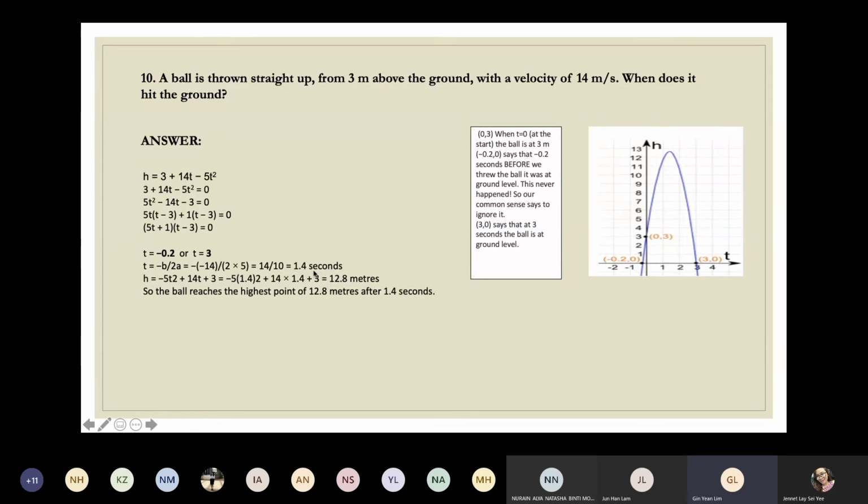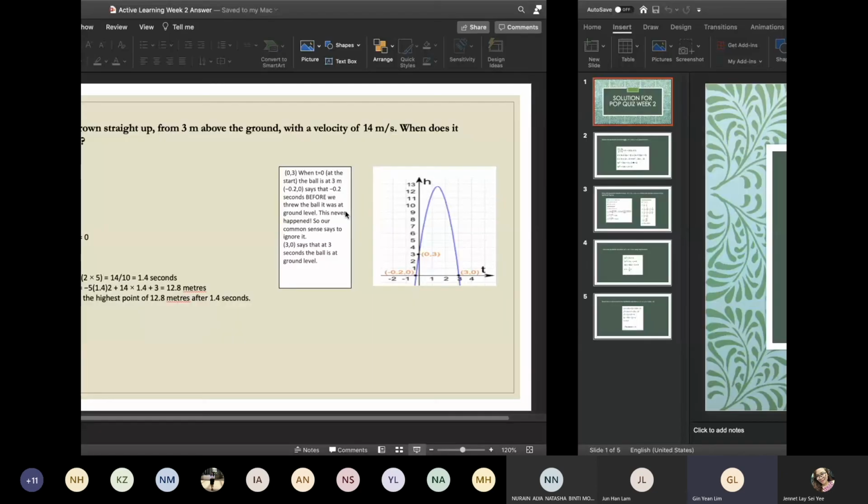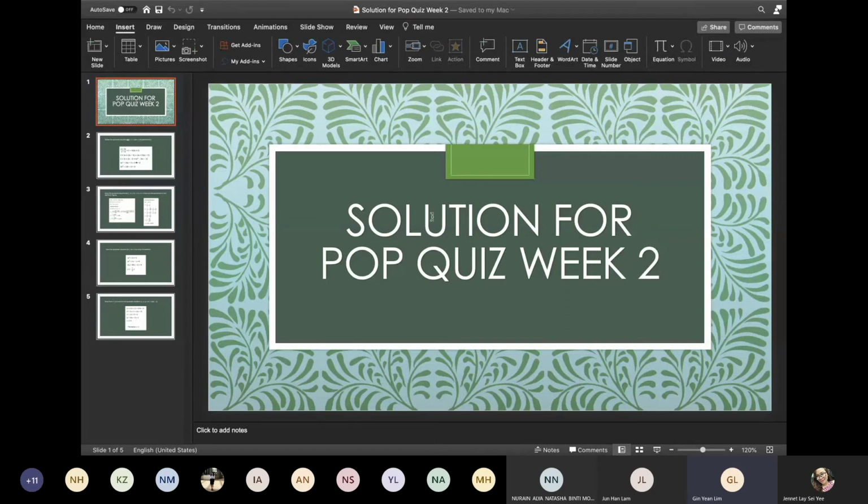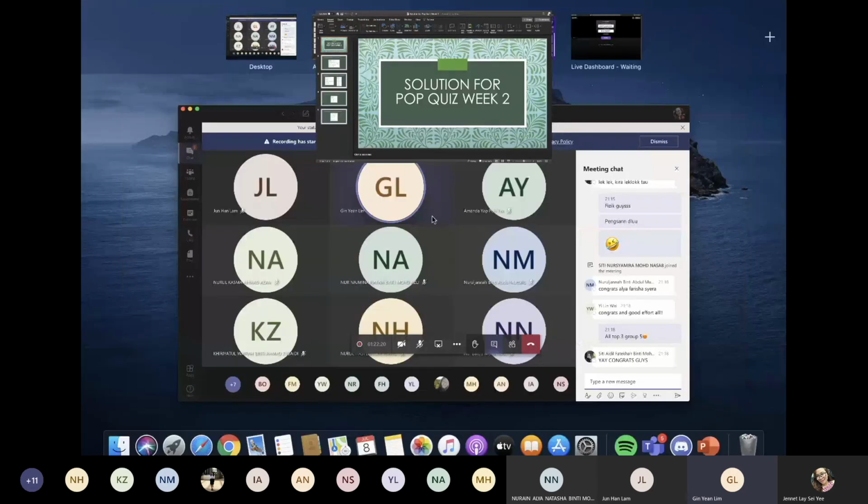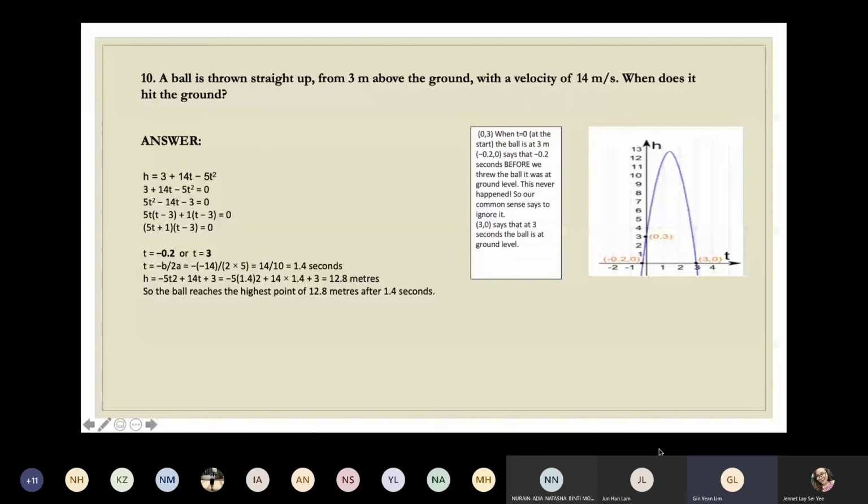And for h, h equals to negative 5t squared plus 14t plus 3 from the first equation you formed above. You just substitute in the t you get from the front part, 1.4. Is it okay, students? So we'll get the highest point is 12.8 meters by substituting the t value in there. Is it okay, students?